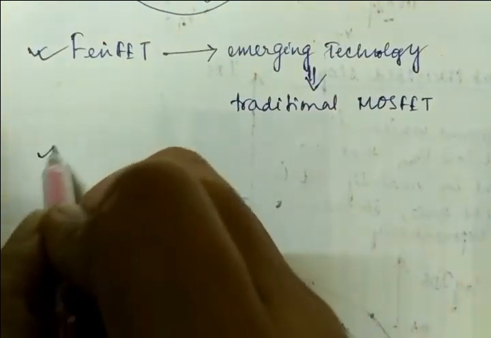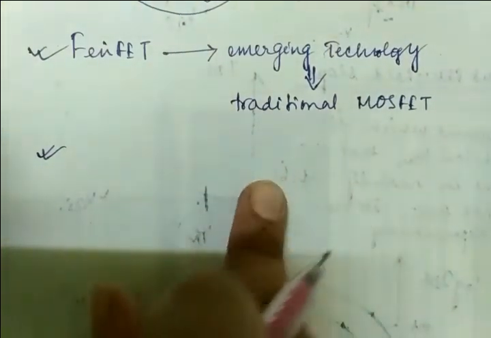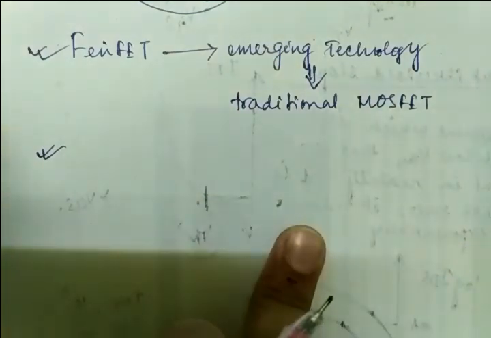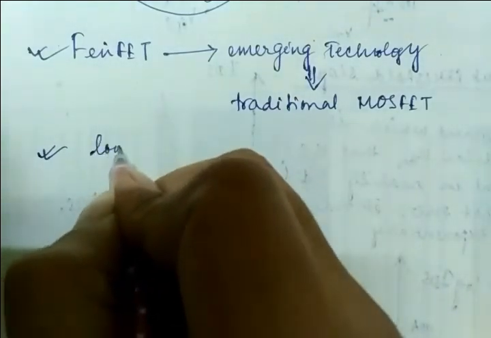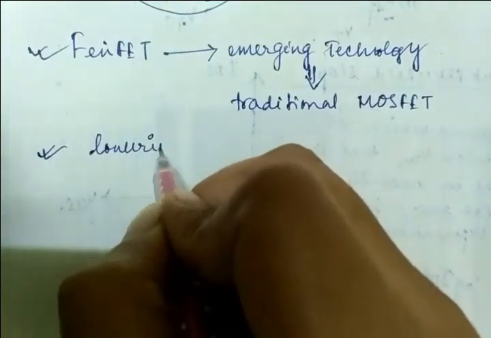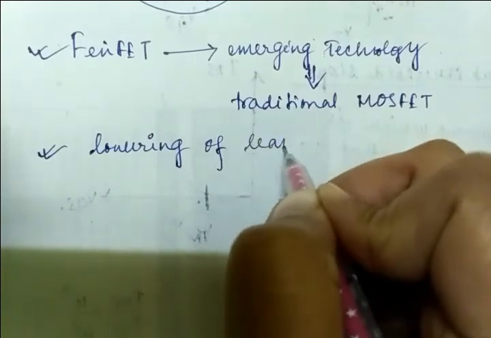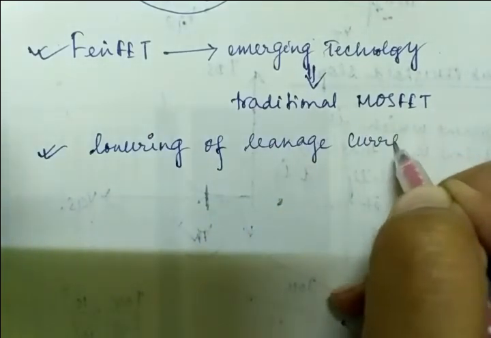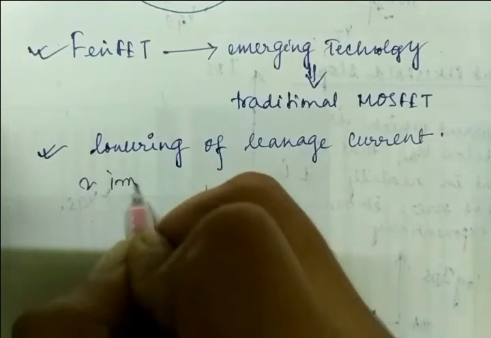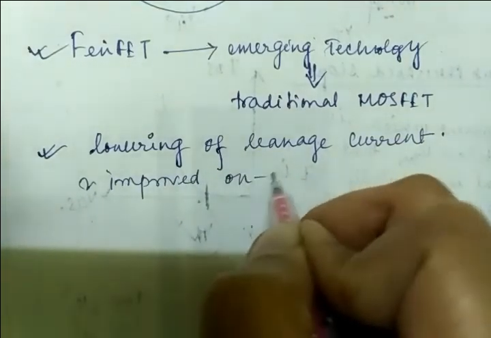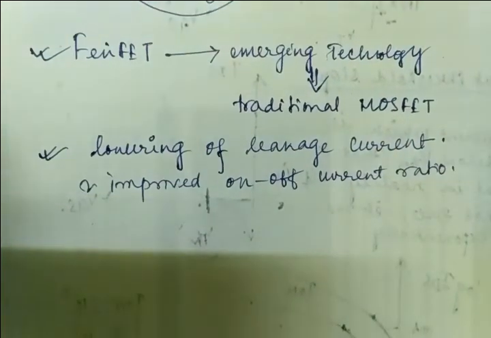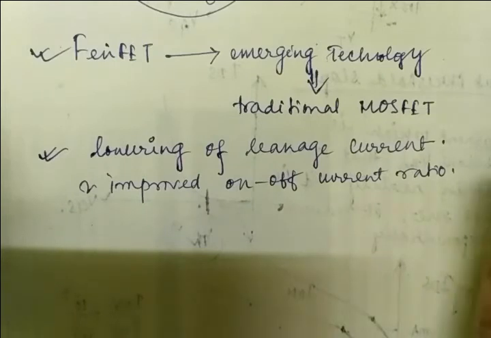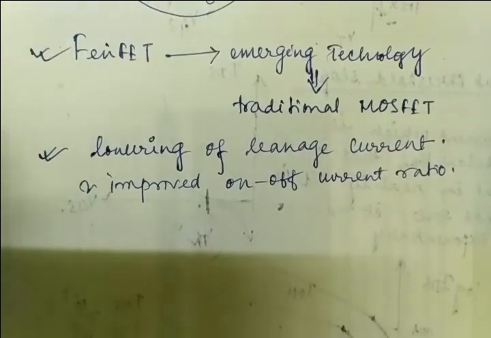What is my second point? The lowering of the leakage current and improved on-off current ratio in this quasi-planar structure over the MOSFET. So this is also done by the FinFET. This was one of the major drawbacks whenever we discuss a conventional MOSFET, right?